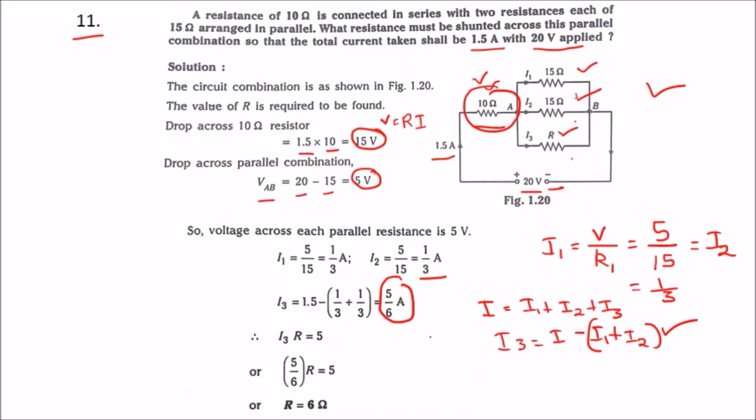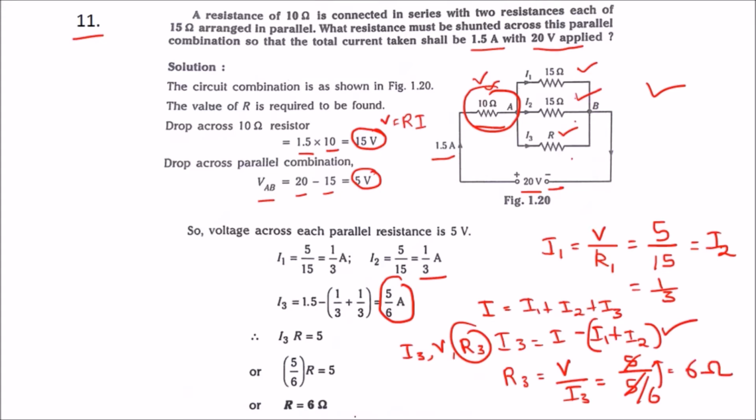Now we know I3 and V, so we need to find out R3. R3 is equal to V by I3. V is 5, I3 is nothing but 5 by 6. So this 5 cancels and this 6 goes up, therefore 6 ohms. That is given as 6 ohms.